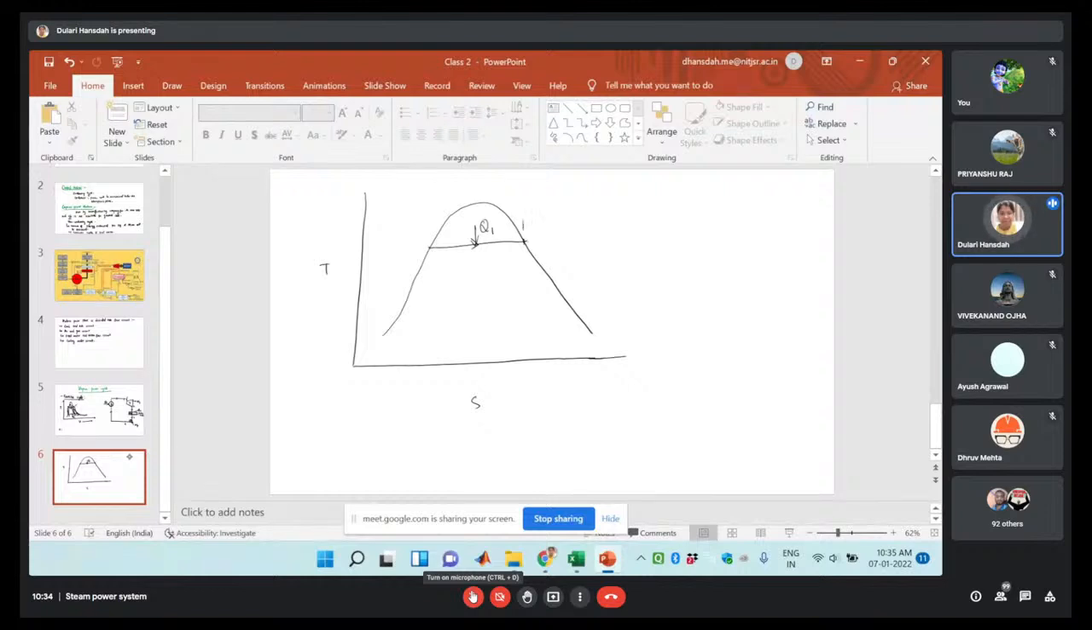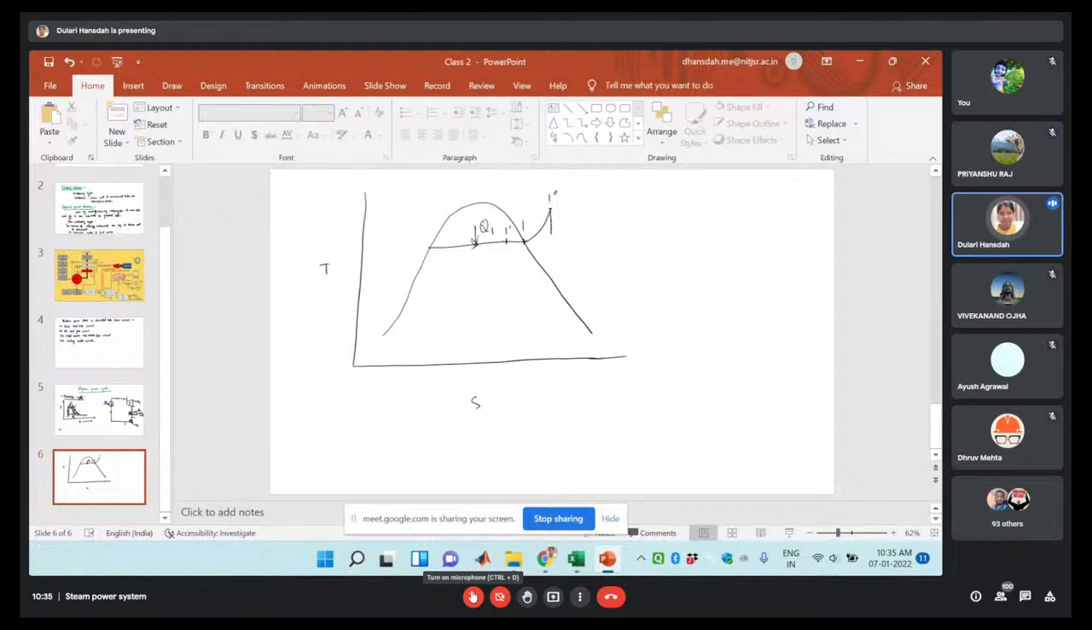If it is superheated, then we were drawing like this. It is the superheated vapor, so that will be reached at a certain temperature, right? So this is 1 double dash. Then if it is wet steam, somewhere here we can take the reference, so that is 1 dash. Then there will be the expansion.